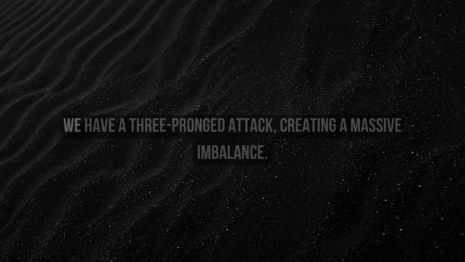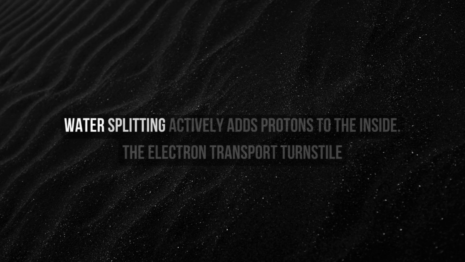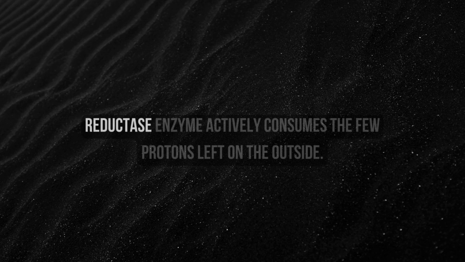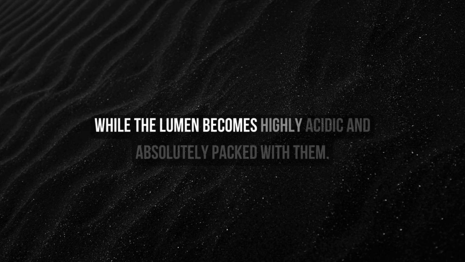So let's review the ledger. We have a 3-pronged attack, creating a massive imbalance. Water splitting actively adds protons to the inside. The electron transport turnstile actively moves protons from the outside to the inside. And the NADP reductase enzyme actively consumes the few protons left on the outside. The result: the stroma is entirely depleted of protons, while the lumen becomes highly acidic and absolutely packed with them.